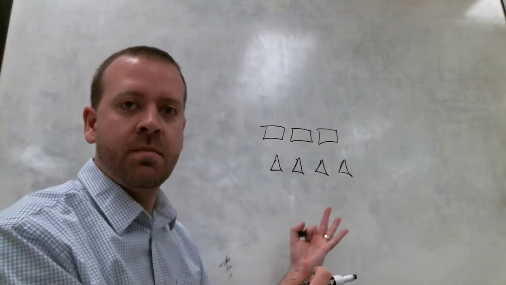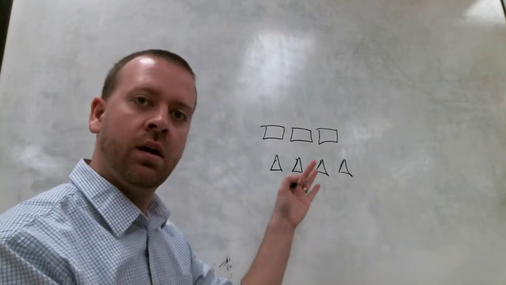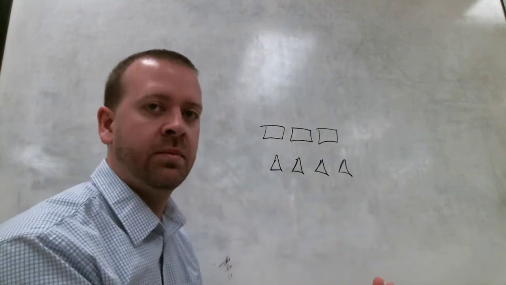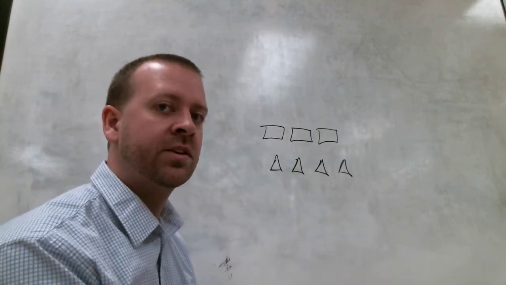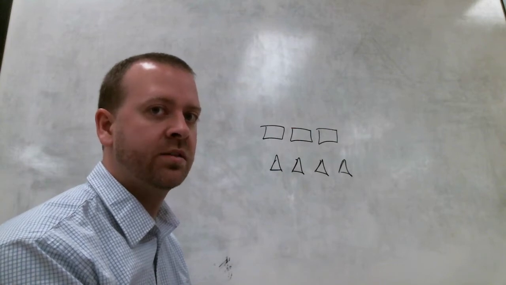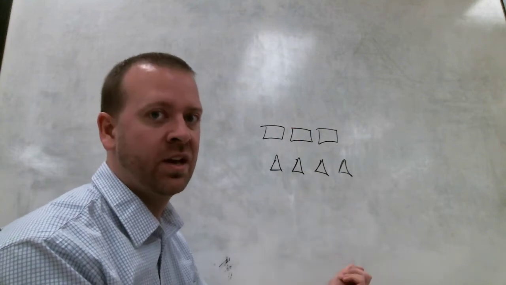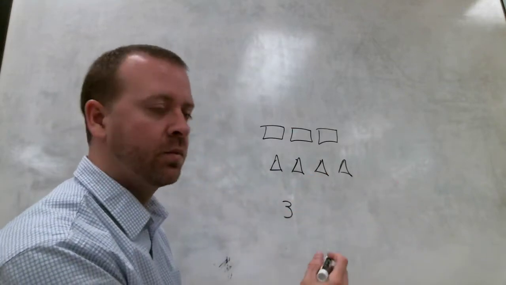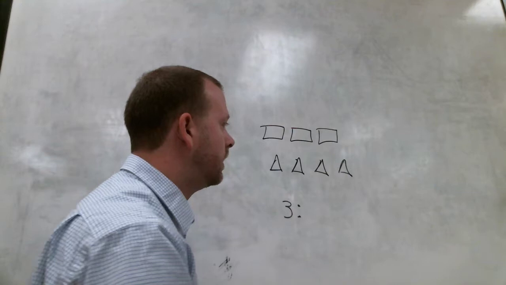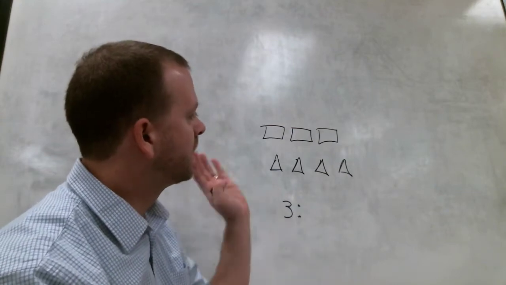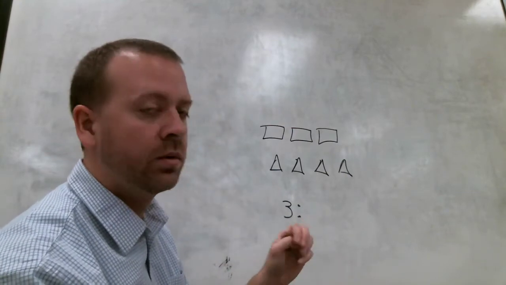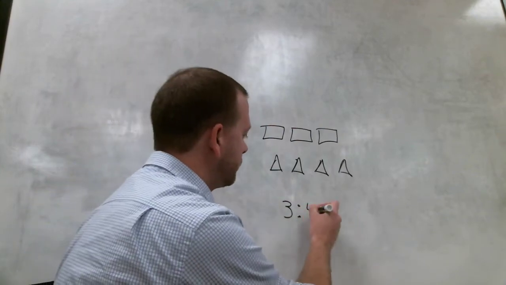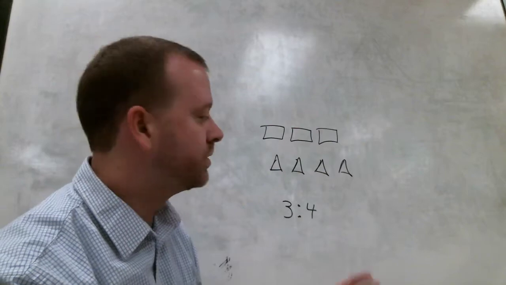Okay, there's the model. If we wanted to find the ratio of rectangles to triangles, we'd be able to do that. Remember, whatever they ask for first is what the first part of the ratio is. So since I'm asking about rectangles, we look at the rectangles. There's 3 of them. Remember, we've got our colon, and then a ratio of rectangles to triangles. How many triangles do we have? 4. So the ratio of rectangles to triangles is 3 to 4.